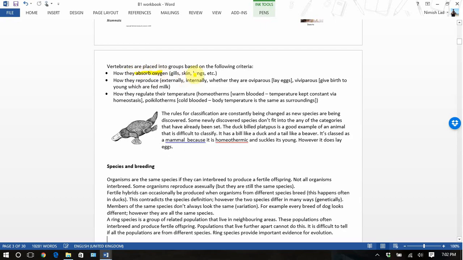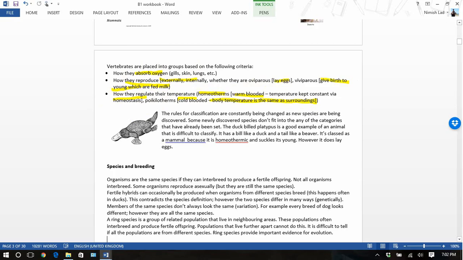So like gills or skin or lungs, how they reproduce, that's externally, internally, whether they lay eggs, whether they give birth to young and feed milk. Okay, that's what mammals do, remember. How they regulate the temperature, so homeotherms, they're warm-blooded, so homeostasis, what takes place there, and we do have a section on homeostasis in the next video. Or if they're cold-blooded, so in other words, their body temperature is the same as their surroundings.